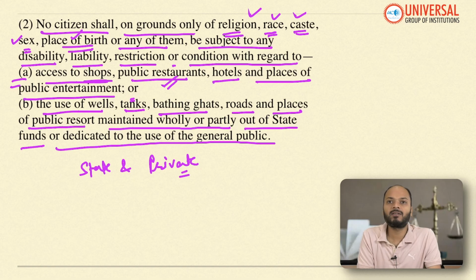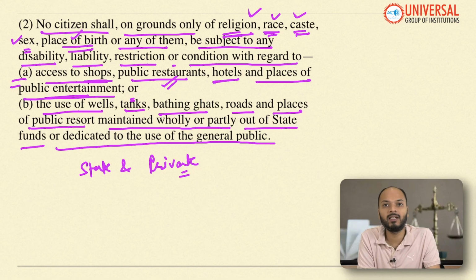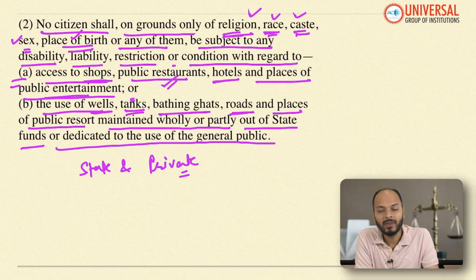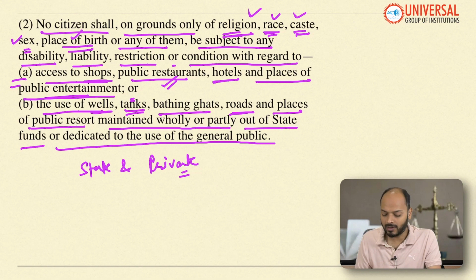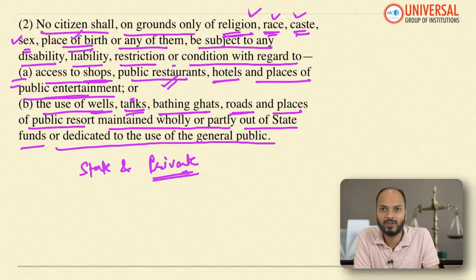Again, for example, public restaurants: nobody can be stopped from entering a public restaurant only because of any of these 5 reasons: religion, race, caste, sex, place of birth. Same goes for hotels and places of public entertainment. Even public places like wells, tanks, bathing ghats, roads, and places of public resort, which are wholly or partly maintained by state funds, nobody can be stopped from using such resources. That is what Article 15 sub-clause 2 says. Please remember the distinction between 15.1 and 15.2: 15.1 only puts a limitation on the power of the state, while 15.2 is applicable even to private individuals.